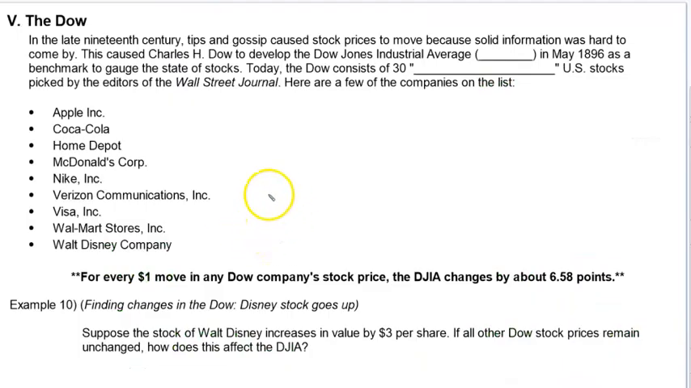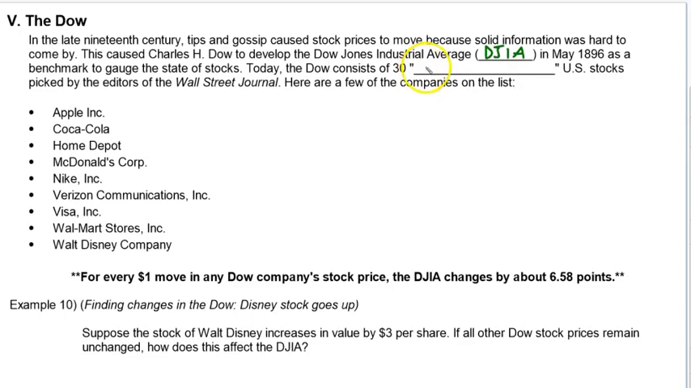Okay, the Dow, let's talk about this. This is how stocks are reported, how we judge their value. A little bit of the history. This was created by Charles H. Dow back in the late 1800s, 1896. He came up with the Dow Jones Industrial Average. You'll see it as DJIA. And it's a benchmark to gauge the state of the value of stocks.